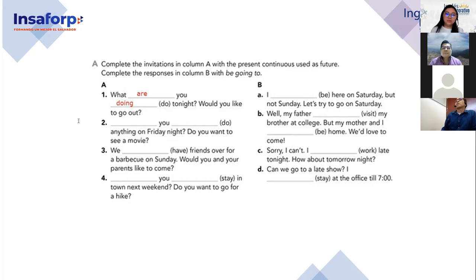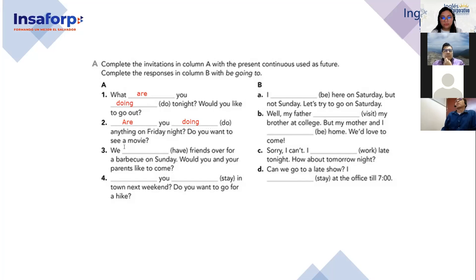Number two, en la número dos, no está iniciando con una WH word, lo que me indica que necesito una pregunta con el verbo to be. ¿Cuál es mi sujeto? You. Entonces, are you? Same, I have the verb and I have the ing form. Are you doing anything on Friday night? Do you want to see a movie?